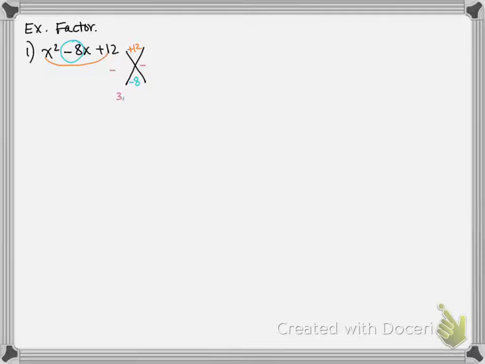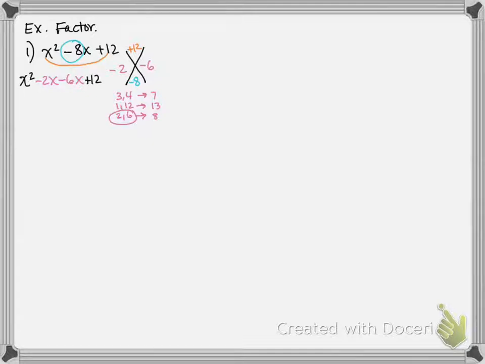So I have 3 and 4, 1 and 12, and 2 and 6. If I add them, I would get a 7. That doesn't match. I would get a 13. That doesn't match. I would get 8. So these are going to be the two terms I use. I have already put my signs in. All right, so now I'm ready to split the middle term from negative 8x into negative 2x minus 6x, and then plus 12.